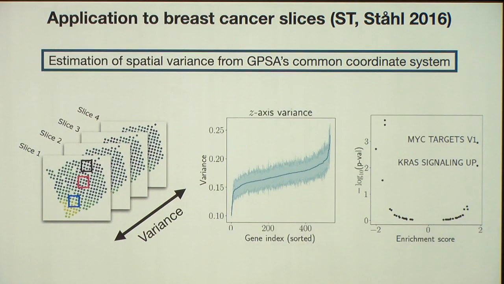So we looked across all genes, and we saw exceptionally high variability for a small subset, and these tended to correspond to gene sets and pathways that are known to be associated with breast cancer.